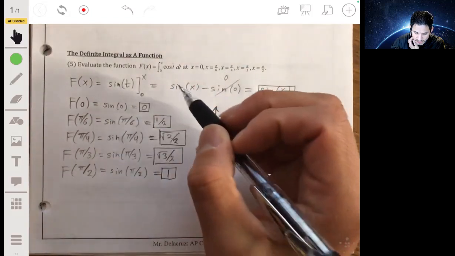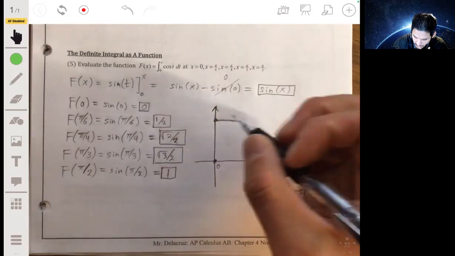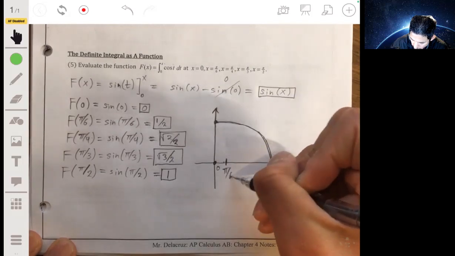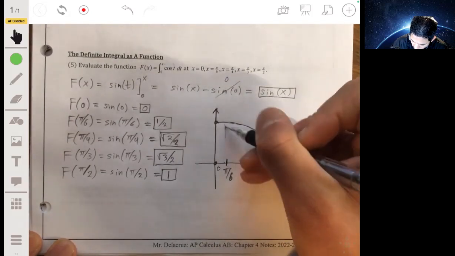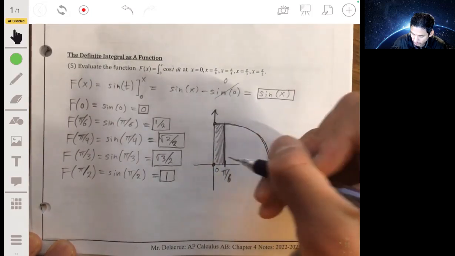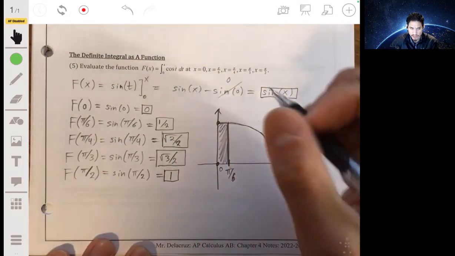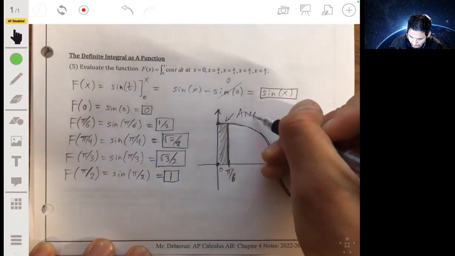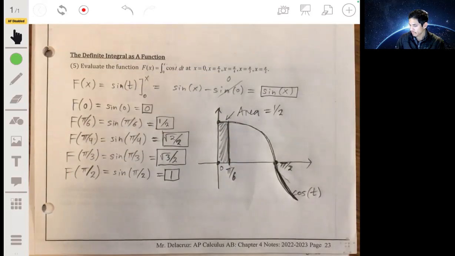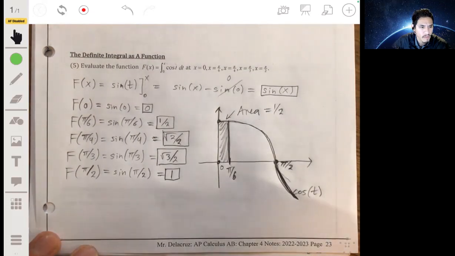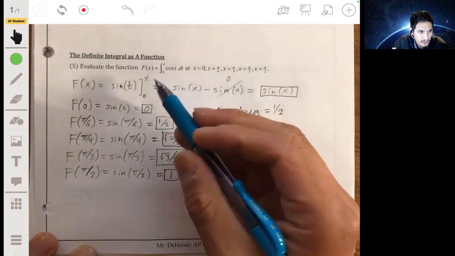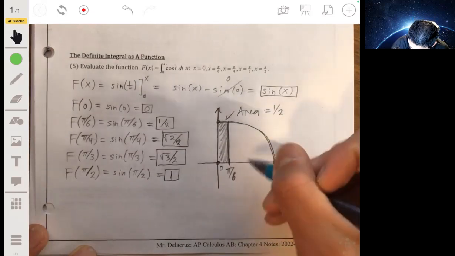Now, for F of pi over 6, we're integrating from 0 to pi over 6. So we're finding the area of the region from 0 to pi over 6, in other words, from here to here. So we're finding the area of this rectangle, essentially, and the area here is 1/2. That's what this value represents. Now, large F of pi over 4 is the area from 0 to pi over 4. So pi over 4 should be half of this.